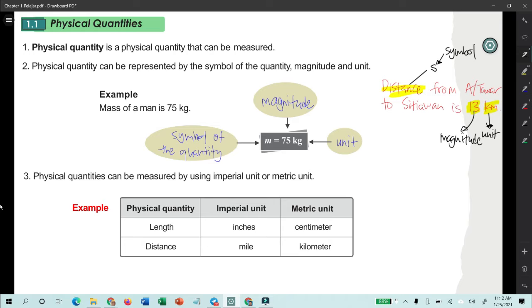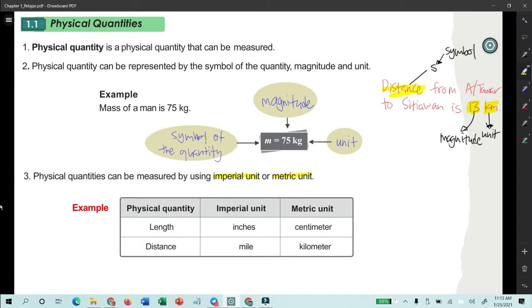So I think you are clear with what I mean by physical quantity. Basically, physical quantities are quantities that can be measured. There are two types of units for any physical quantities: the imperial unit, and another one, the metric unit.